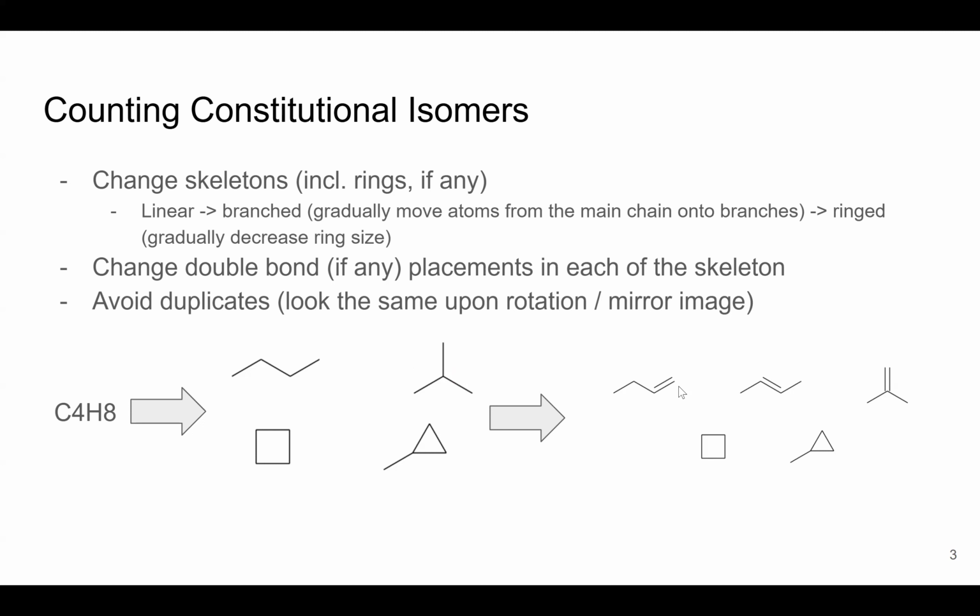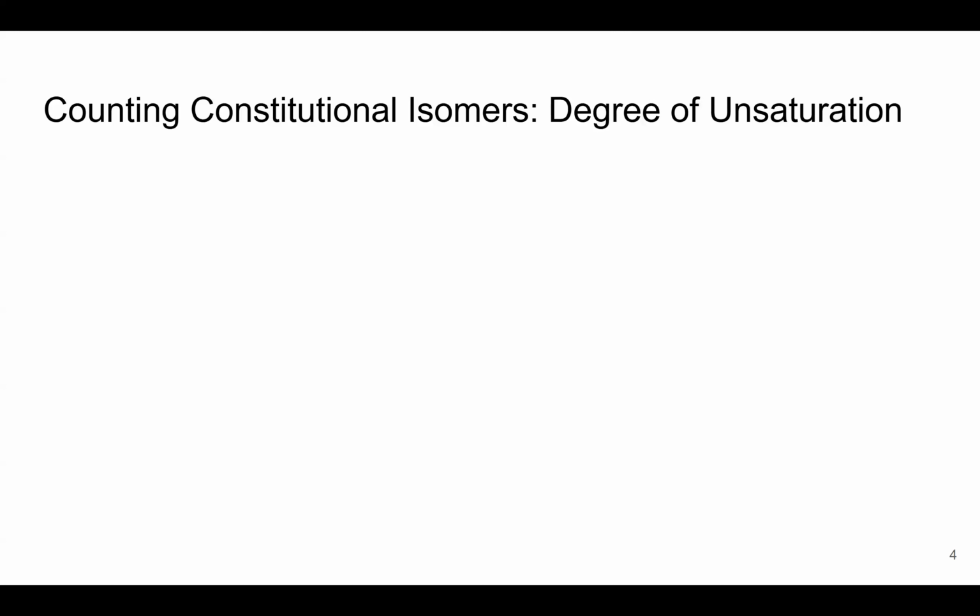Now, you might ask, how do we know how many rings or double bonds we need to draw? Well, we are going to use a concept called degree of unsaturation. In our case, degree of unsaturation basically means the number of rings plus the number of pi bonds. For example, if you have a double bond, then you have one pi bond. If you have two double bonds, you have two pi bonds. And if you have a triple bond, you have two pi bonds as well.